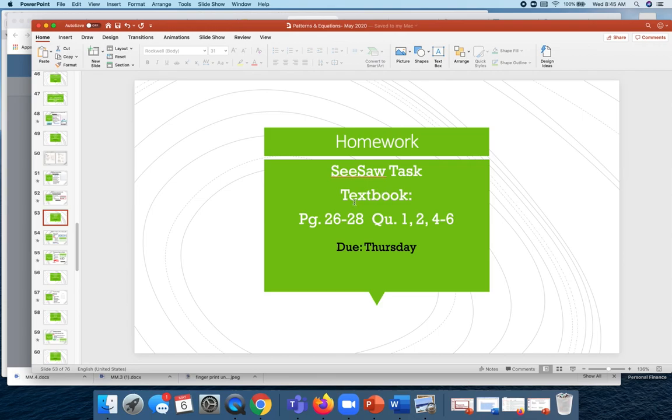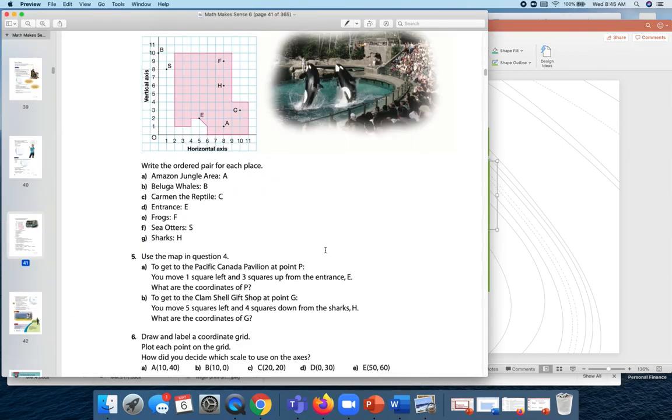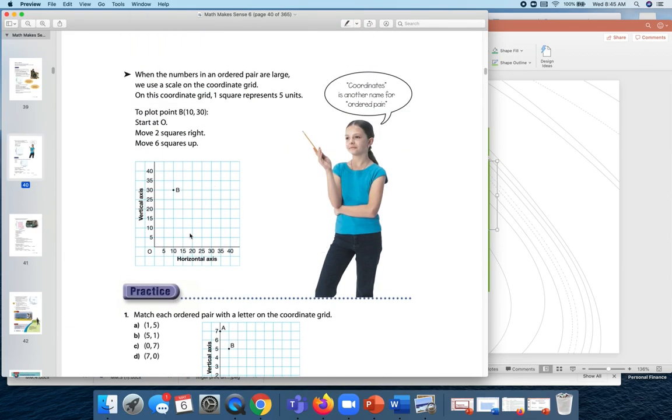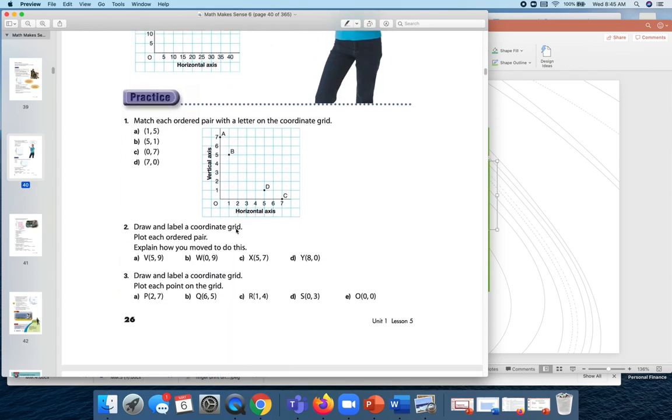Number 2 is the textbook, pages 26 to 27. Here we go. Little reminder, they give you an example up here. Match the ordered pair with the letter on each grid. Easy peasy. Next, draw and label a coordinate grid. This is where you have to use the skills that we did today for number 2.